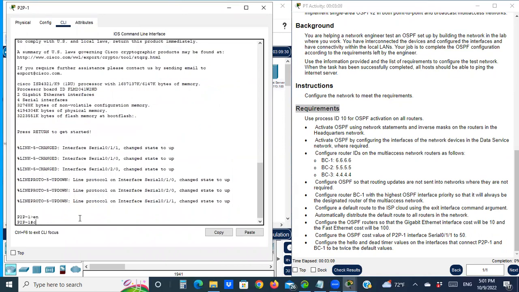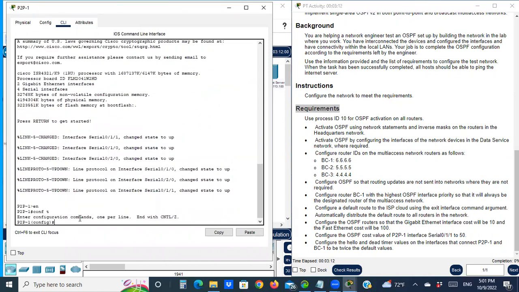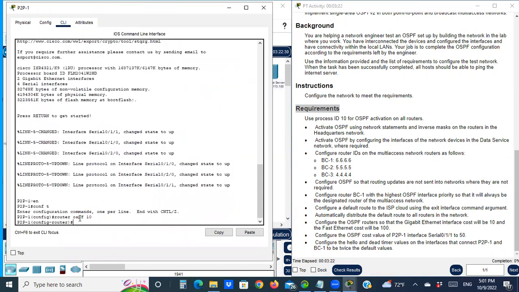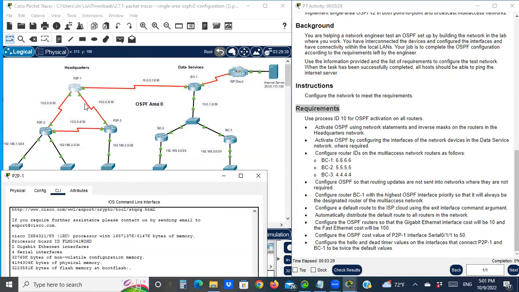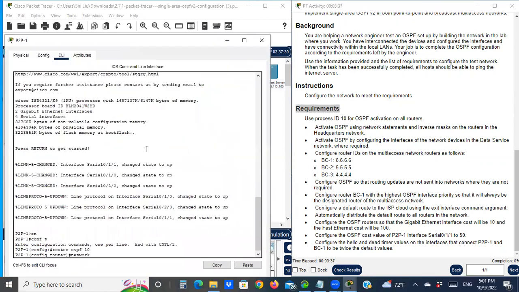Enable, configure terminal. All right, so activate router OSPF 10. 10 is the process ID. And the network. Let's take a look at the network. P2P1 has 3 networks attached, so we need 3 network statements and an inverse mask.